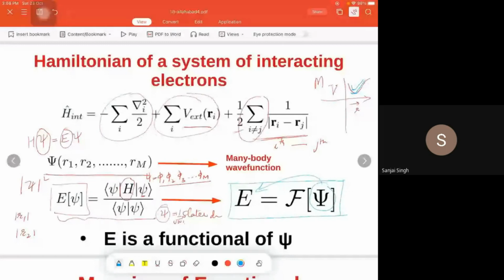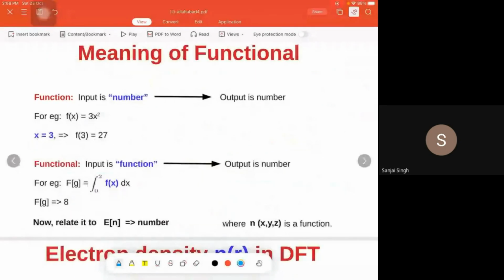In order to explain the word functional, I'll go to the next slide and tell you what is the meaning of it. We all know what a function means. A function is something which takes an input, which is a number, and delivers an output, which is also a number. For example, this is f of x, let's say 3x squared is your function. This is the input I'm giving. If x is 3, it gives you an output, which is also a number. So a function takes a number as input and delivers a number as output.